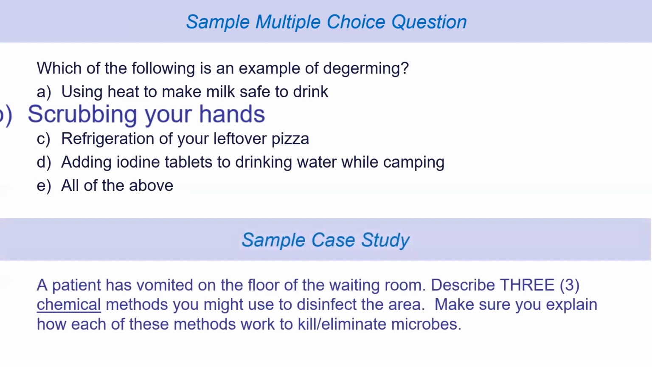So sample case studies. Remember, I was going to give you, that should say sample disinfection sterilization scenario. So I'm going to give you a scenario. This is one I've given in the past, and you're going to have to explain to me what you're going to do in this situation. And you can see in this example, the question is asking for 3 different methods to deal with the vomit on the floor, and asking you for a little bit of information about how the methods actually work to kill or eliminate microbes. So this will be one of your written questions.